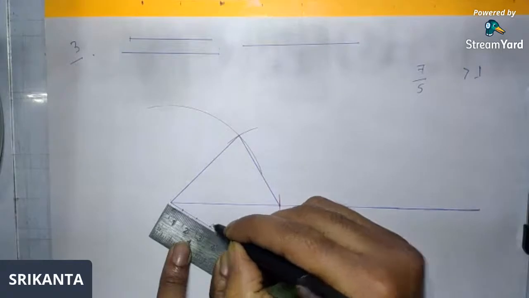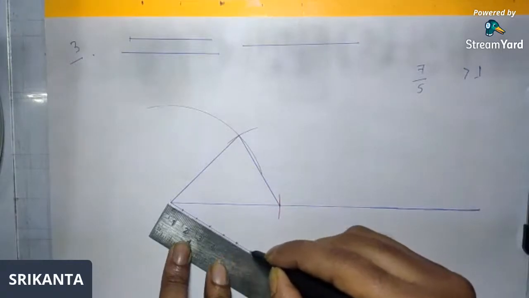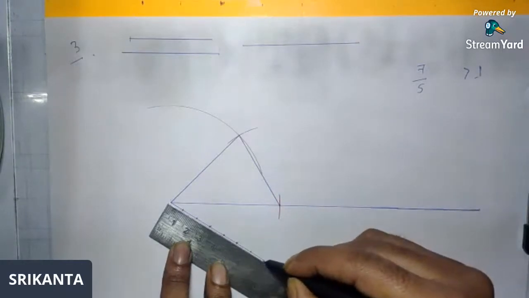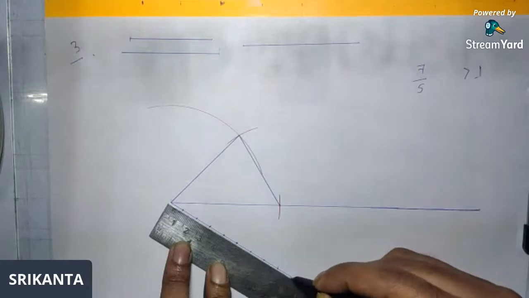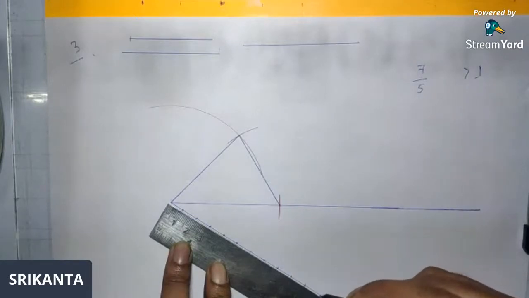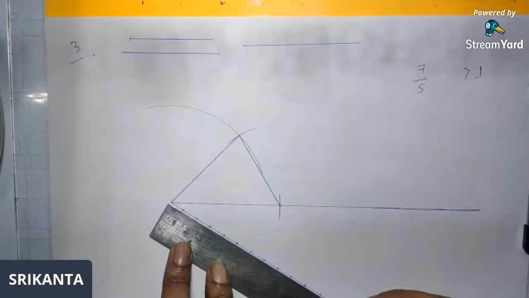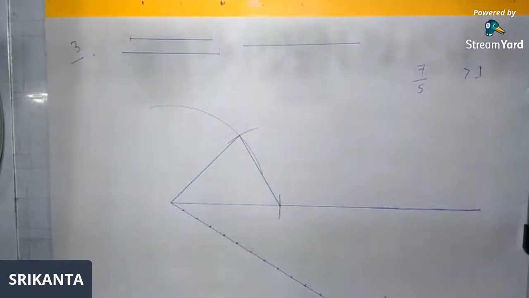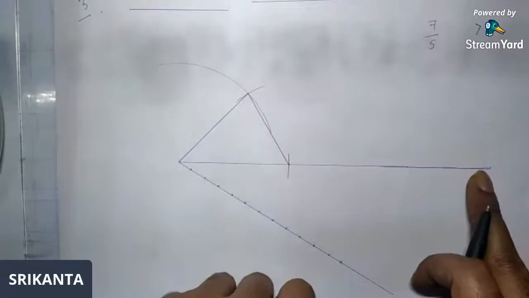1, 2, 3, 4, 5, 6, 7, 8, 9, 10, 11, 12. 12 equal parts. A little bit, whatever. Done. Now this portion you need to understand.